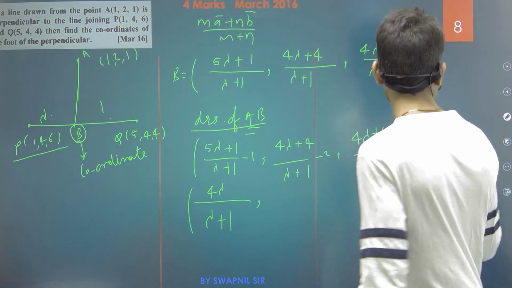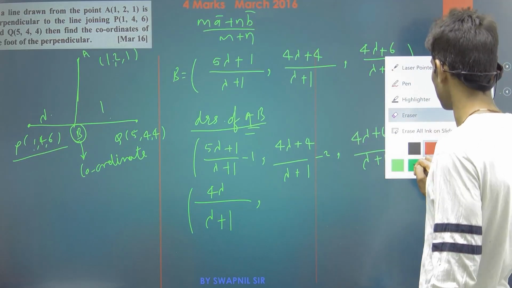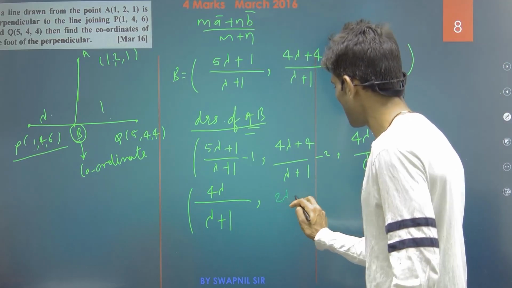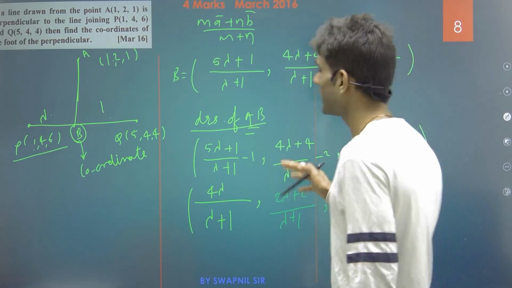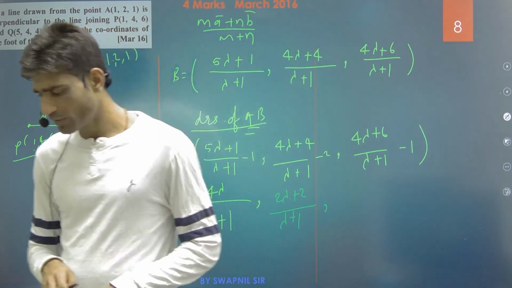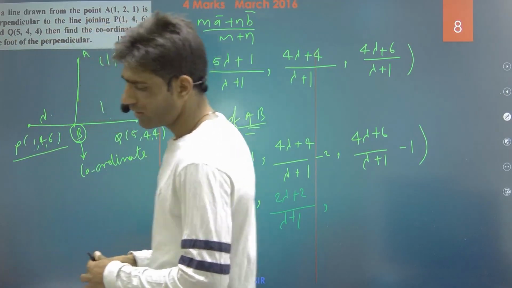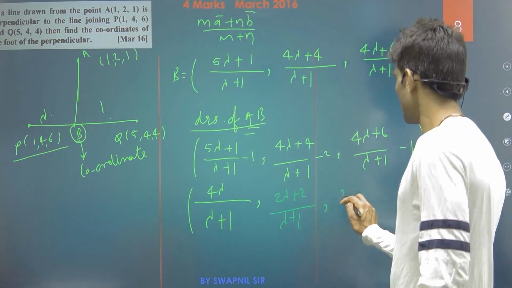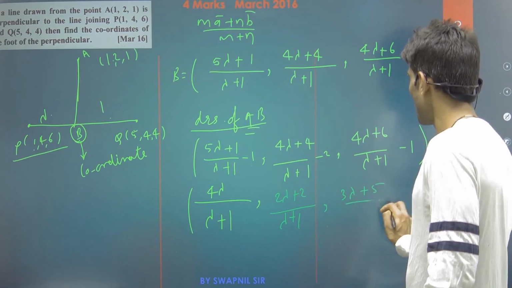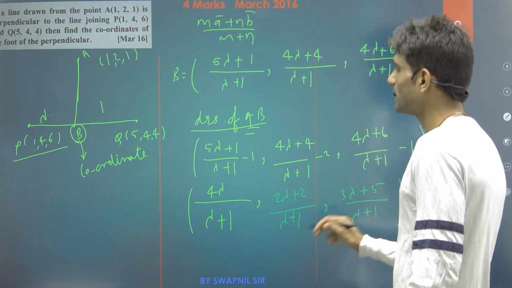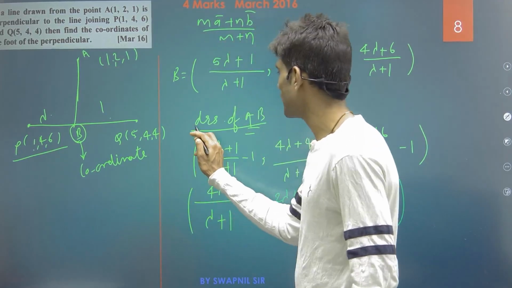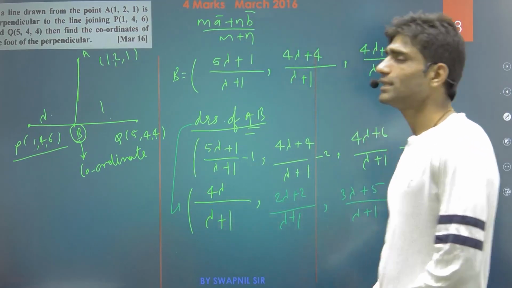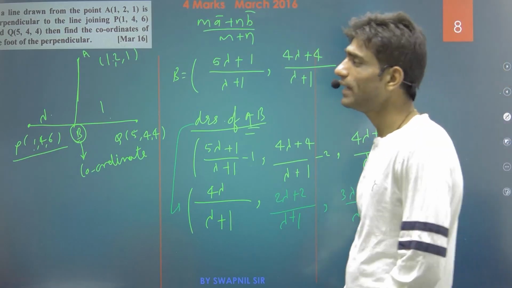Let me change the color. 2 lambda plus 2 upon lambda plus 1. Need to find out the calculation here only: 2 lambda plus 2 and 3 lambda plus 5, that is (3 lambda plus 5) upon (lambda plus 1). These three are the direction ratios for our line segment AB.